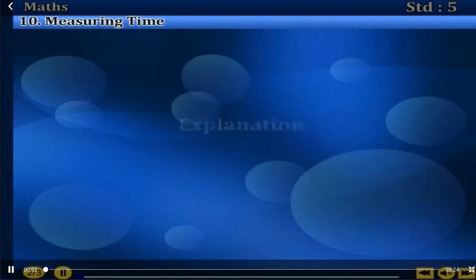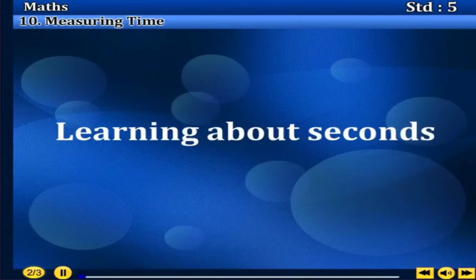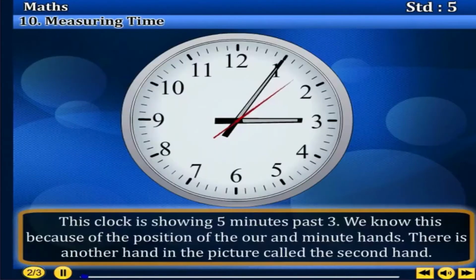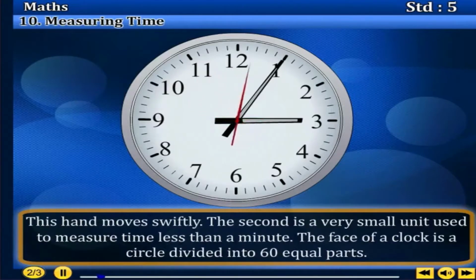10. Measure explanation. Learning about seconds. This clock is showing 5 minutes past 3. We know this because of the position of the hour and minute hands. There is another hand in the picture called the second hand. This hand moves swiftly. The second is a very small unit used to measure time less than a minute.